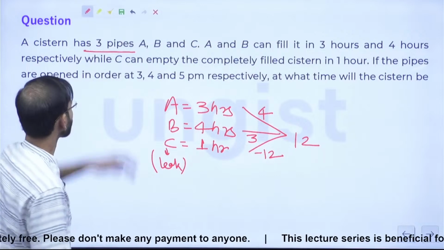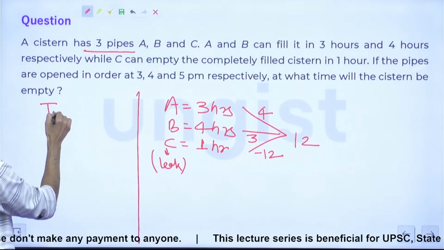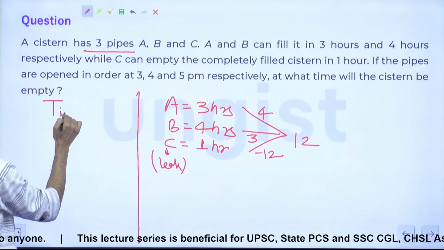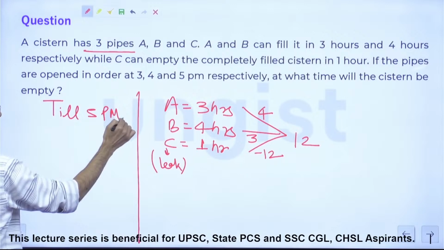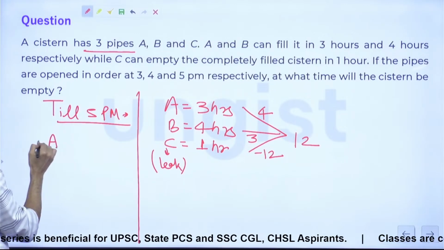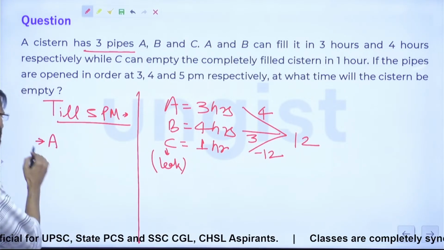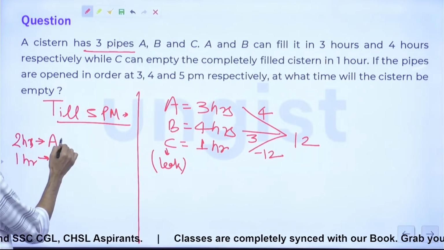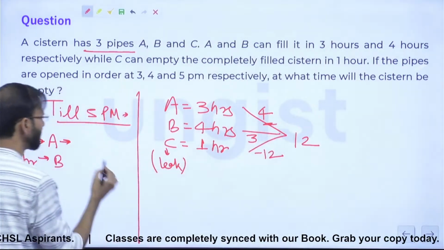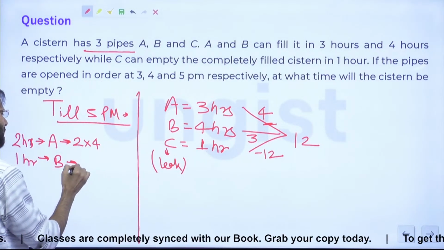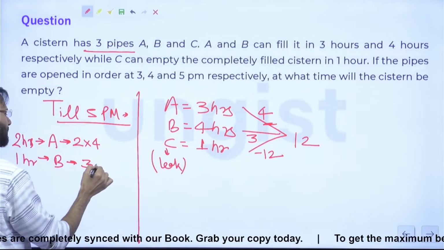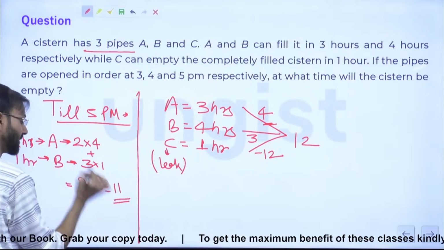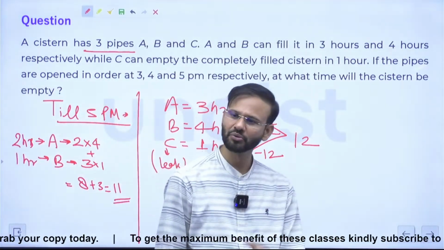Now guys, you have to see till 5 PM, right? Till 5 PM, it's not AM. Till 5 PM, what part of the tank is being filled? So tell me, till 5 PM A is working for how many hours? 2 hours. Yes. And B is working for how many hours? 1 hour. Okay. So in 2 hours, A will be filling what? 2 into 4. In 1 hour, B will be filling what? 3 into 1. So guys, this is 8 plus 3, 11 units. See everyone, till 5 PM, 11 units will be filled.